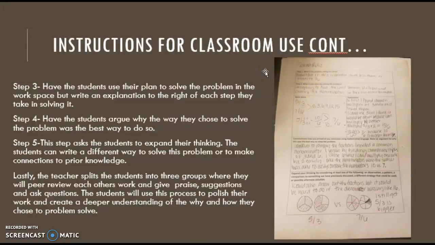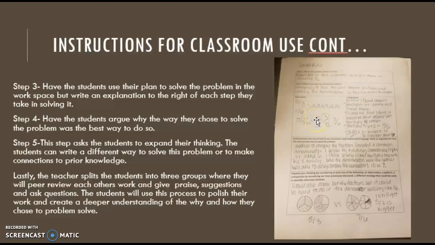Step 3, have the students use their plan to solve the problem in the workspace, but write an explanation to the right of each step they take in solving it. So here on the left is the workspace, and I wrote out 5/3 and 7/6, and I'm trying to find the least common multiple. And here on the right, I wrote step by step what I was doing.